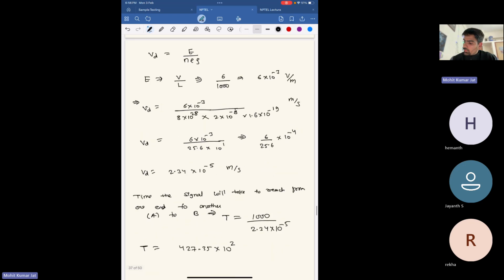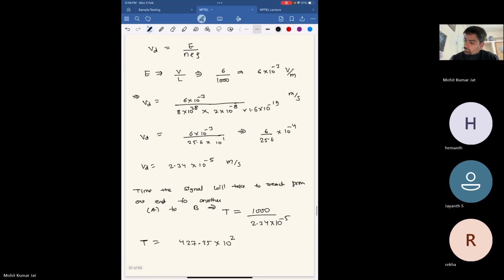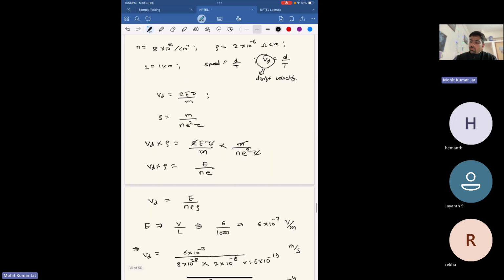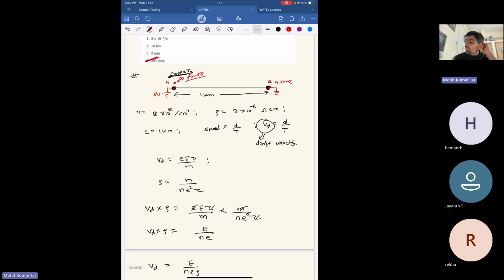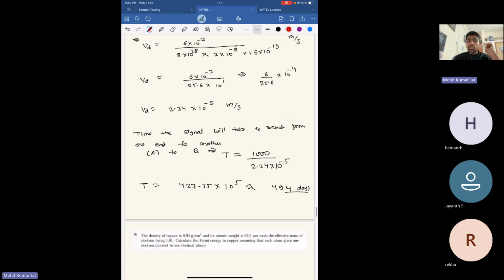So 4.27 into 10 power 5, right? This will be 10 power 5. And if I divide by the time units, it will be 494 days. So the electron will take 494 days to go from the powerhouse to your home. If this is your home, this is your powerhouse, and the line is 1 kilometer, then the electron will take 494 days. That is roughly 503 days. If I take the exact values, it will be 503 days. So that's the closest one.